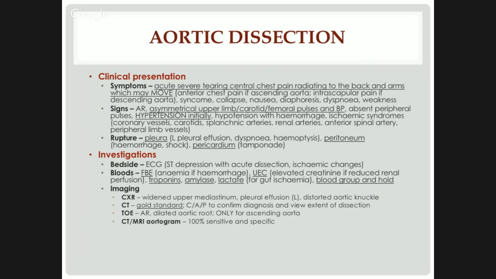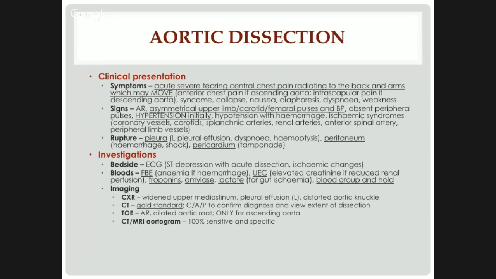So in terms of your investigations, because this is something presenting with chest pain, you always want to do an ECG and troponin, so you want to rule out myocardial ischemia. And then you also look for other differentials. So amylase and lactate. Does anyone know why you do an amylase? Just yell out. Or a lipase, amylase, lipase. Pancreatitis, yeah, good. So that's one of your differentials.